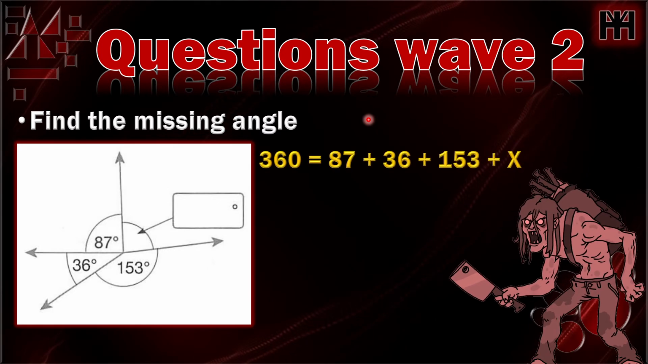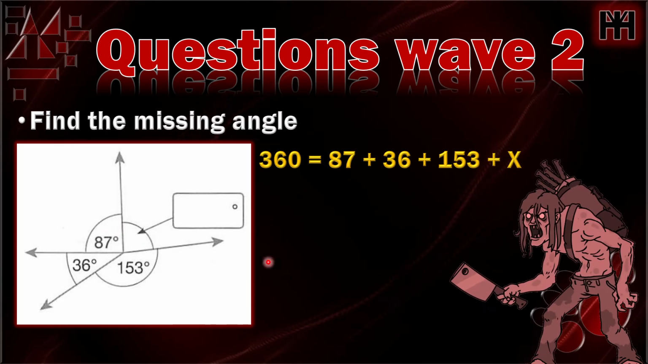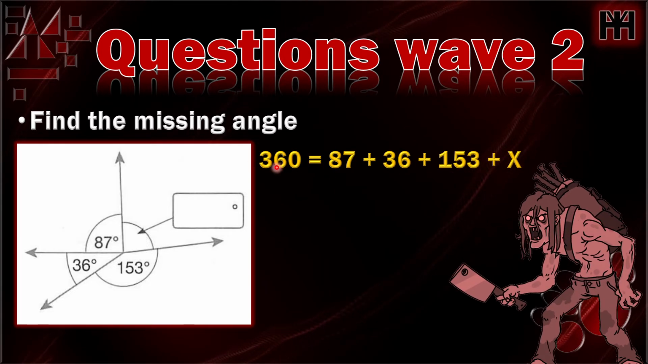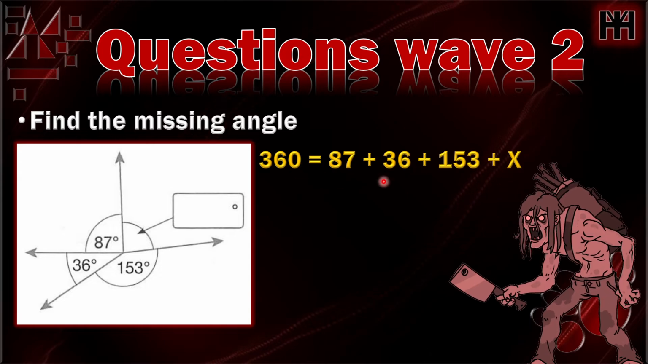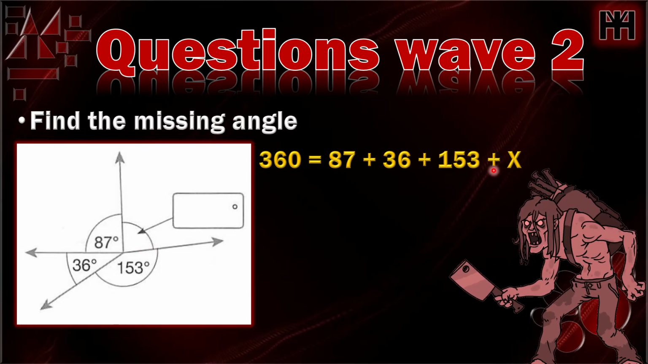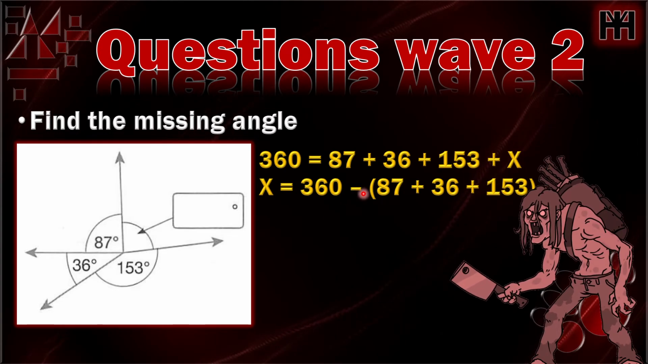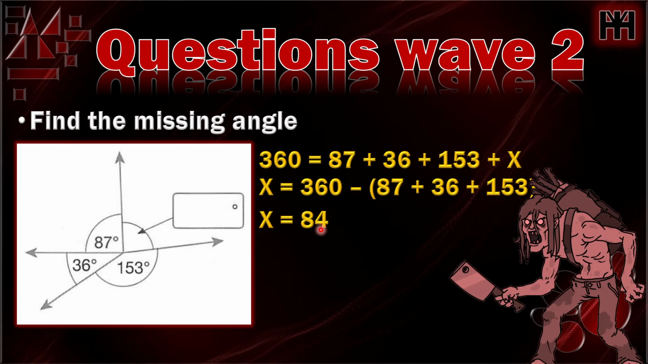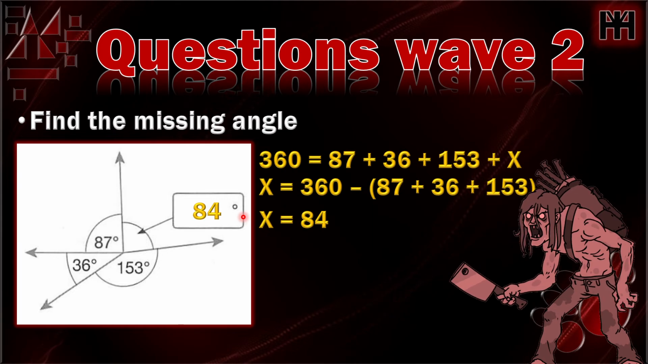Find the missing angle. In order to find the missing angle, you must know that the summation of all of these angles, including x, will give you 360. So all the summation of these angles will give you 360. So this angle is one of them. So we'll subtract all of the angles from 360. So the answer will be 84. X will be 84 degrees. Here you go. 84.